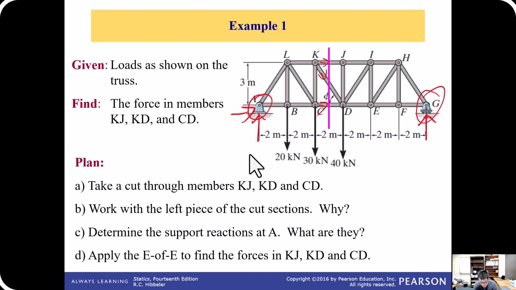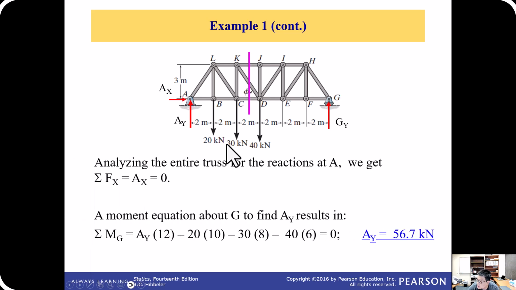For this, we then need to determine the support reaction at A, and then apply the equations of equilibrium to find the forces in KG, KD, and CD. Let's first analyze the entire truss to find the reaction at A. The first equation we use is sum of Fx equals 0. In this problem, we only have Ax, which is in the horizontal or x direction. So we easily get Ax equals 0.